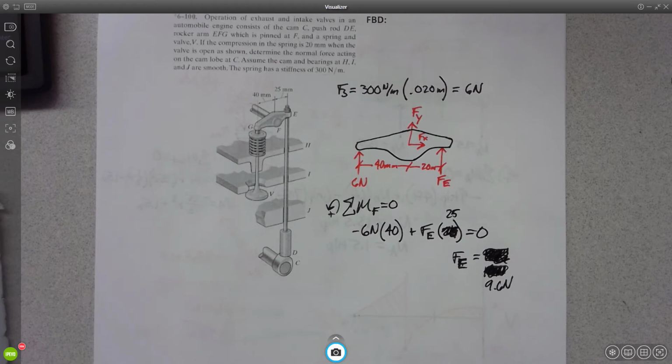That was kind of a letdown as far as a machine problem goes. Let's try something a little bit more exciting than that.